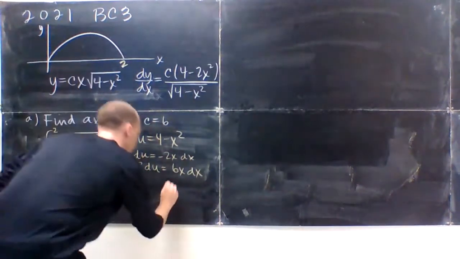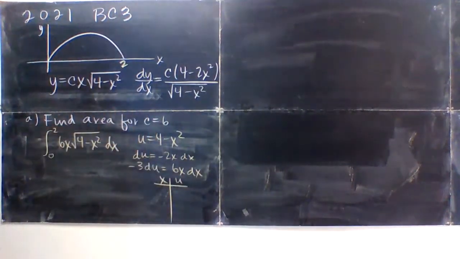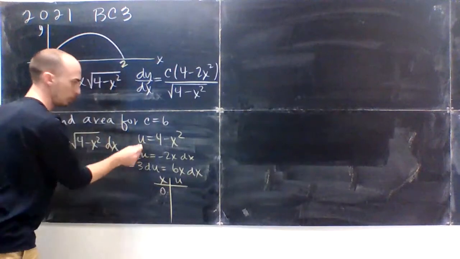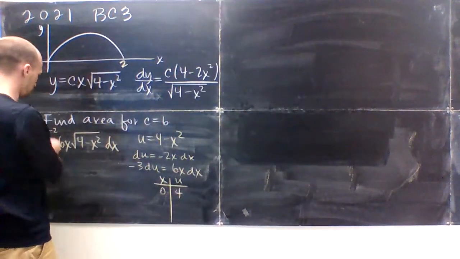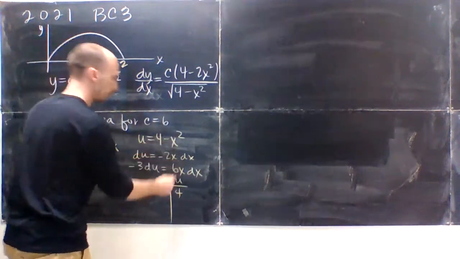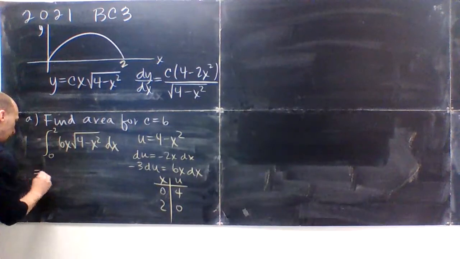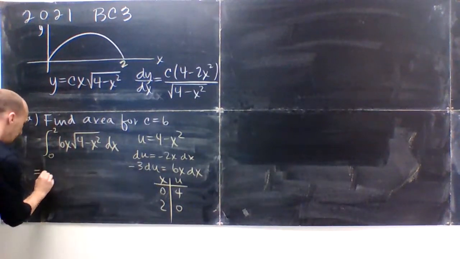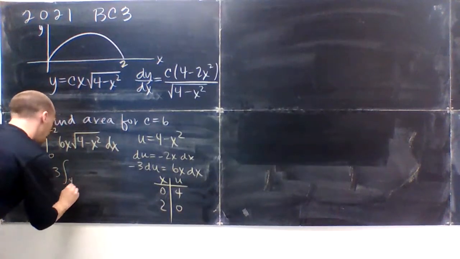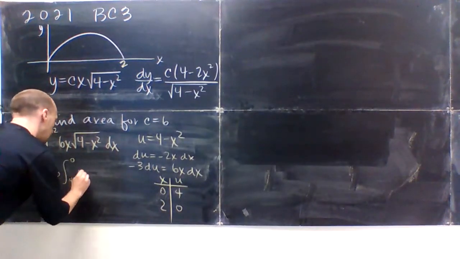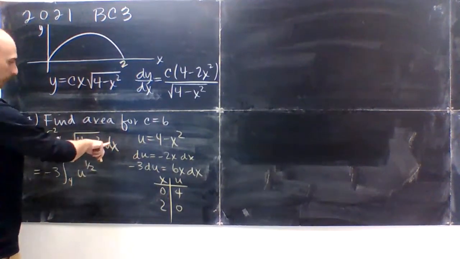Oh, and then I also need to convert my x's to u's. So x equals 0 is going to give me u equals 4 minus 0, which is 4, and x equals 2 is going to give me u equals 0. So this is now negative 3 du. I'll just factor out the negative 3 preemptively, and I'll say I'm integrating from 4 to 0 u to the 1/2 power, square root of u, du, which encapsulates the 6x dx.